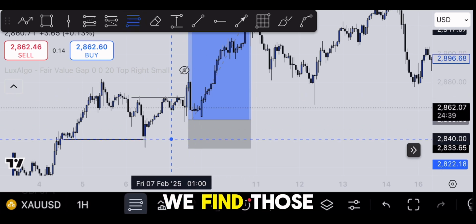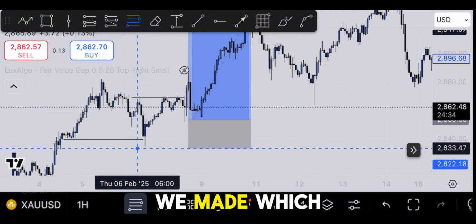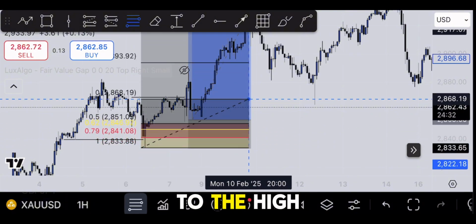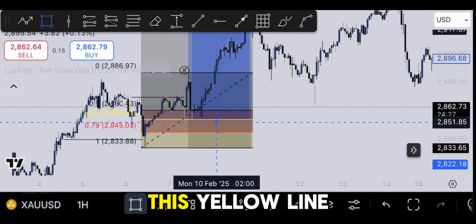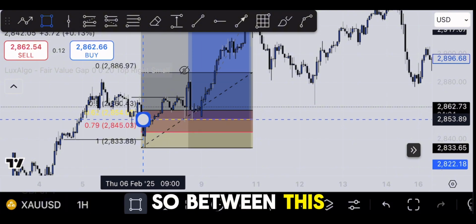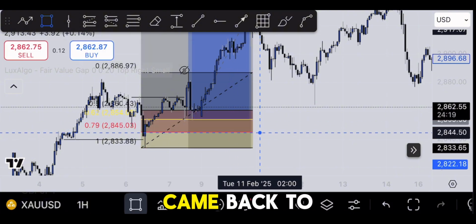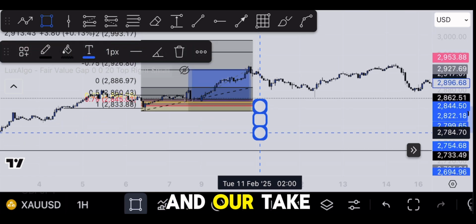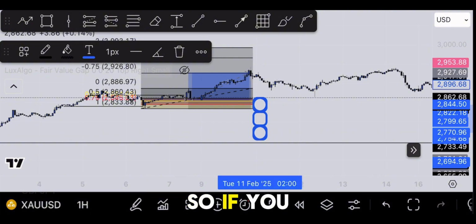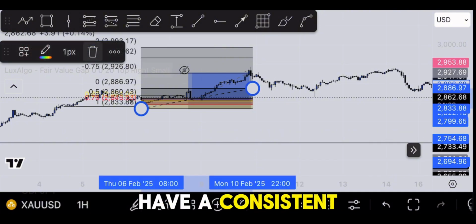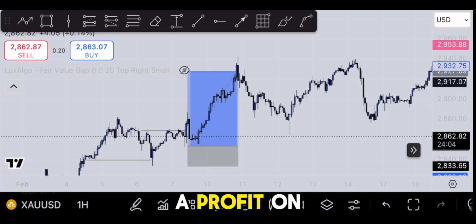And how do we find those entries? We draw our fib from the low that we made, which is right here, to the high, and the market will actually come back to give us an entry. When we tap this yellow line, that's our entry zone. So between this yellow line and this red zone, that's our entry zone. So you see the market actually came back to tap the yellow line, and our take profit is literally at 1:4. So if you want to have consistency in your trading, you can just have a consistent 1:4 trading, and boom, would have made a profit on that.